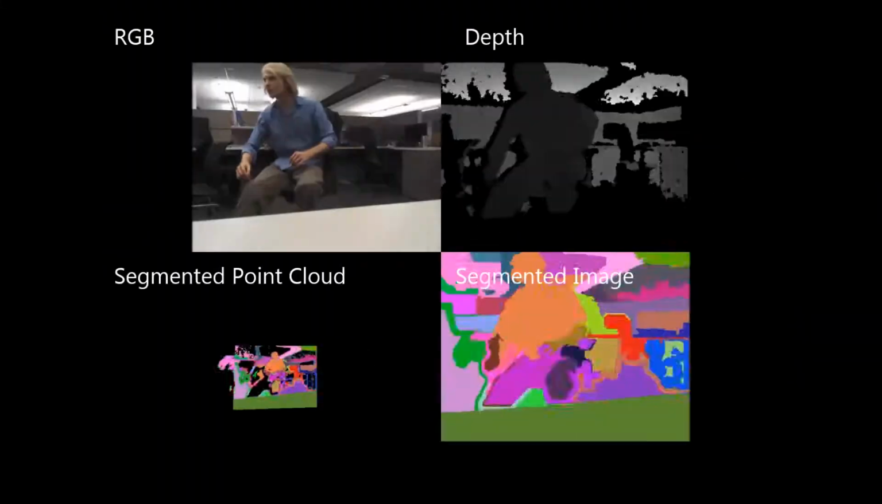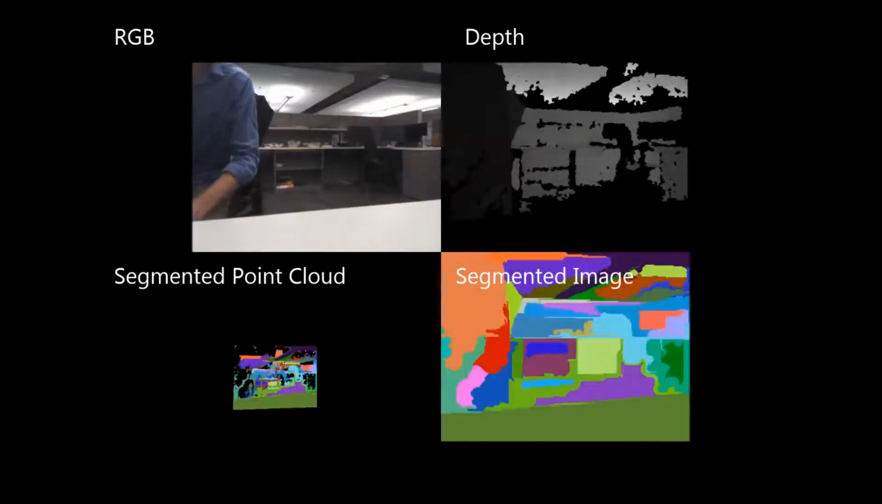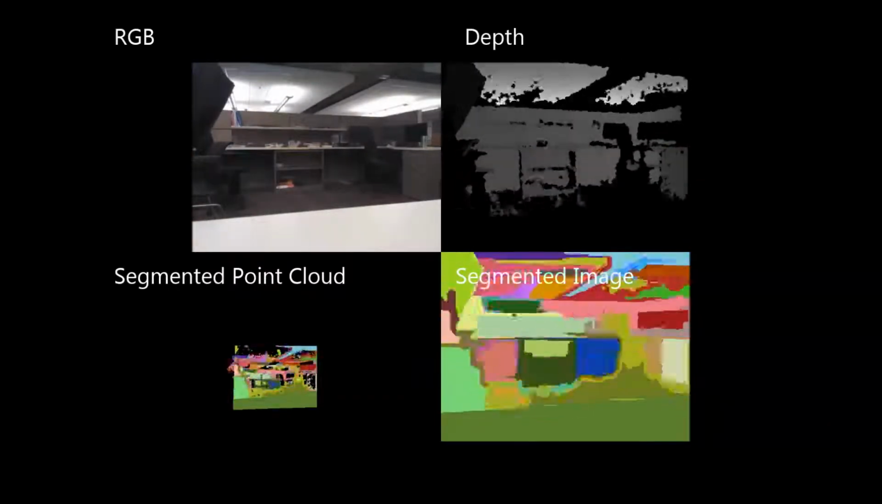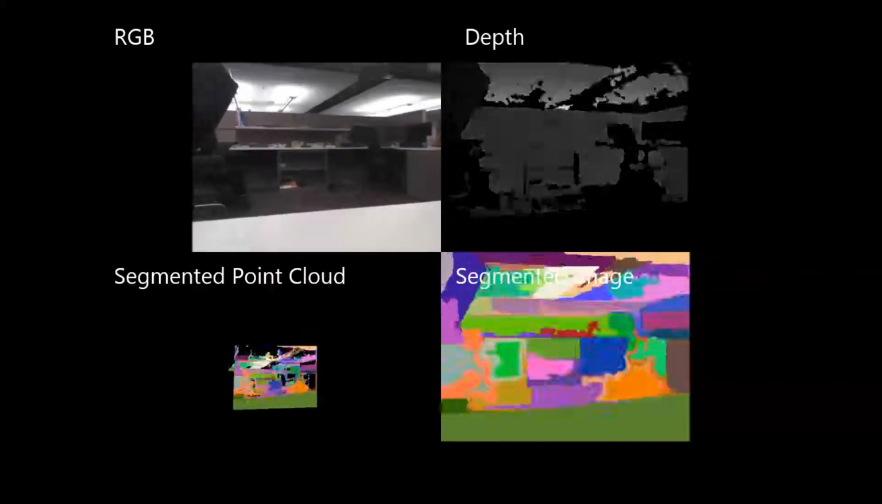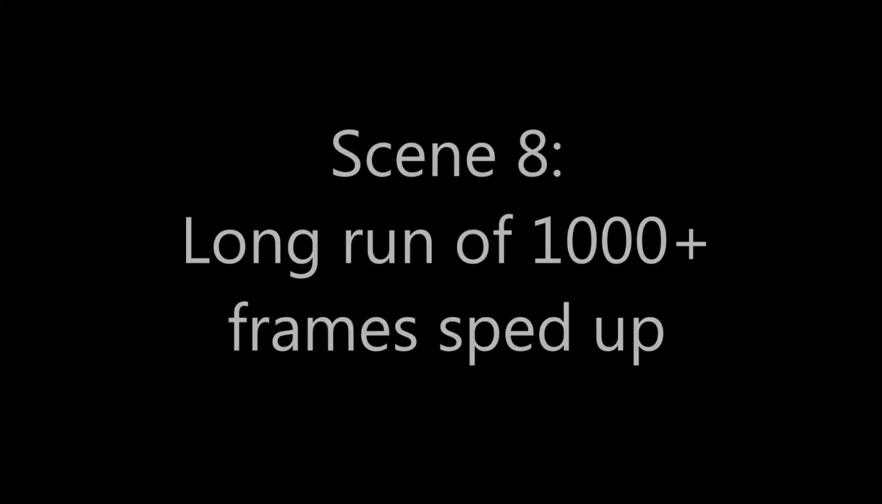Scene 7 shows our method run at near real time, greater than 15 frames per second, on frame pairs of 320 by 240 point clouds. Scene 8 shows our method on an extremely long sequence that we have sped up for brevity.